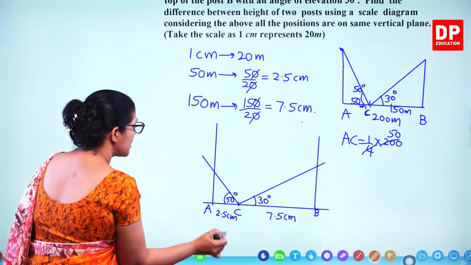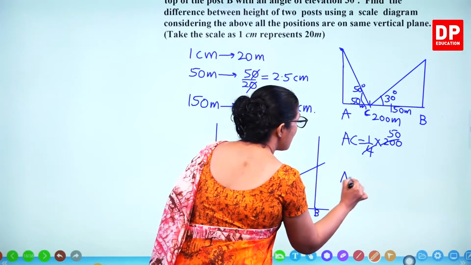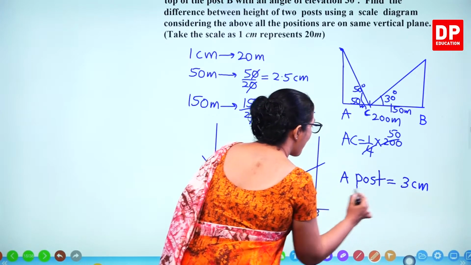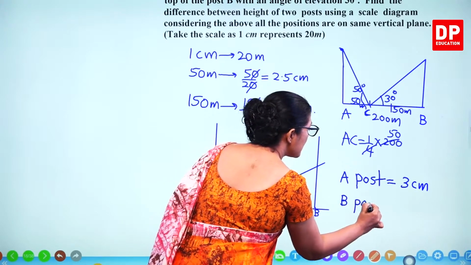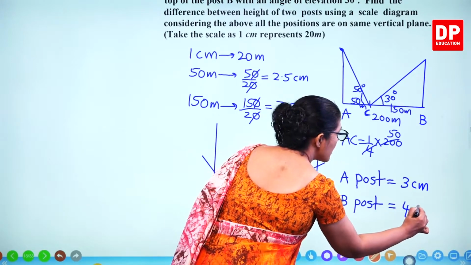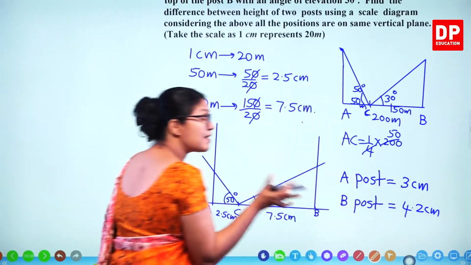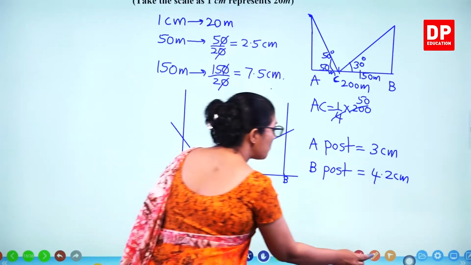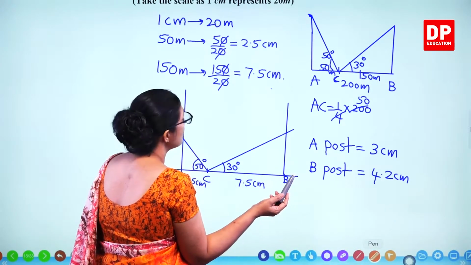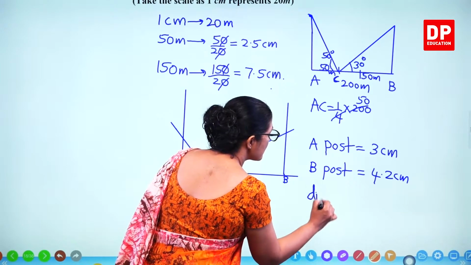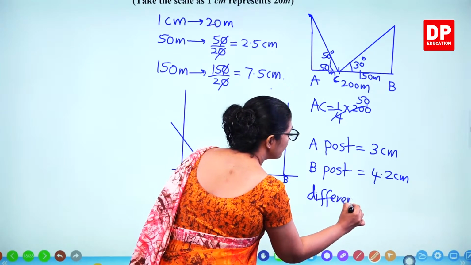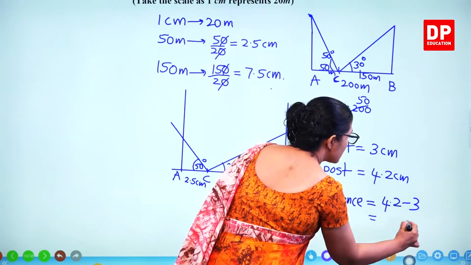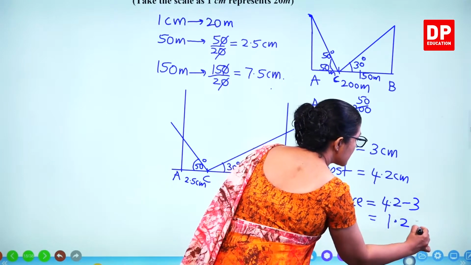So we can write A post 3 centimeters. B post height is 4.2 centimeters. So what is the difference? So we'll find out the difference between the scale diagram and then convert it to the actual value. So the difference is 4.2 minus 3, you get 1.2 centimeters.